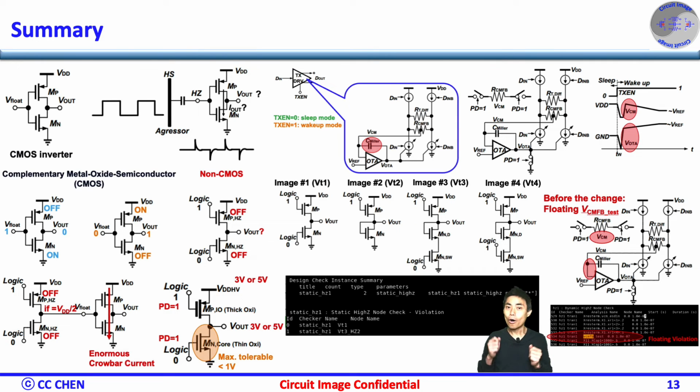Here are the summarized images showing you why you need to watch out for any floating nodes, and hopefully the industry tool may help you do the floating node check. First, the floating nodes have impacts not only on the reliability issue, crowbar current, or the high voltage stress, but also on the performance degradation, like long settling time during the wake up. Second, the floating nodes can also catch the connection mistakes of your design blocks in an early stage.